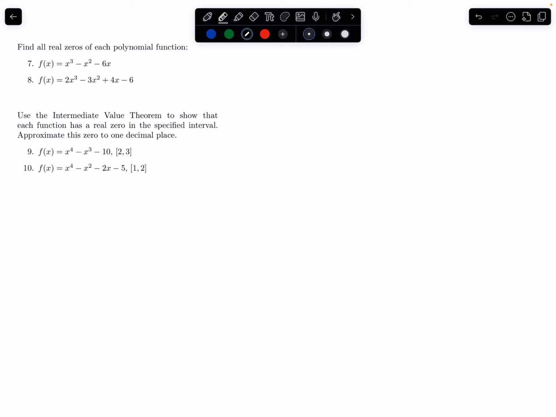You could even train a computer to do this for you really quickly, write a little program for that. But we're going to do it by hand, so we're not going to get to too fine detail. We're only going to go to one decimal place. So let me show you how this works. Do it with number 9. Okay, first thing is to show that there is, in fact, a 0 within this interval from 2 to 3.